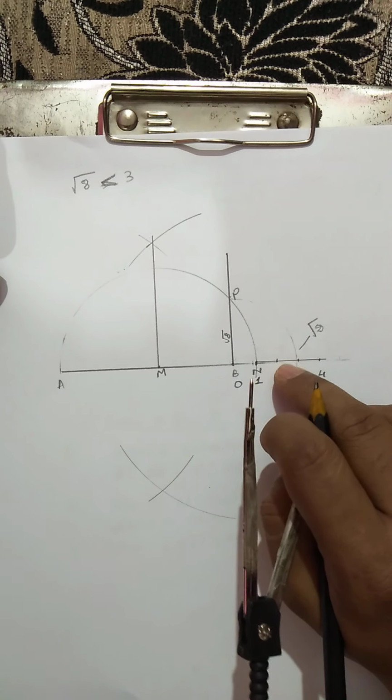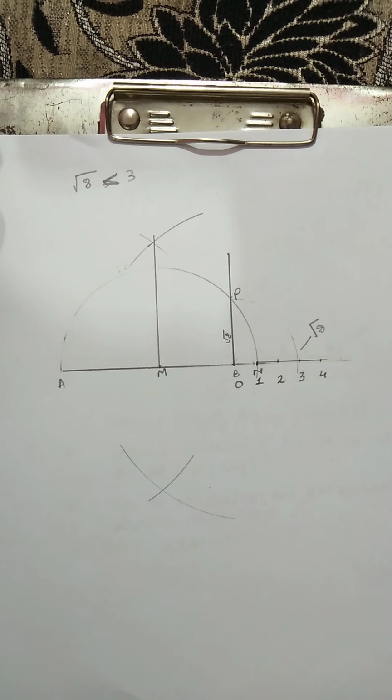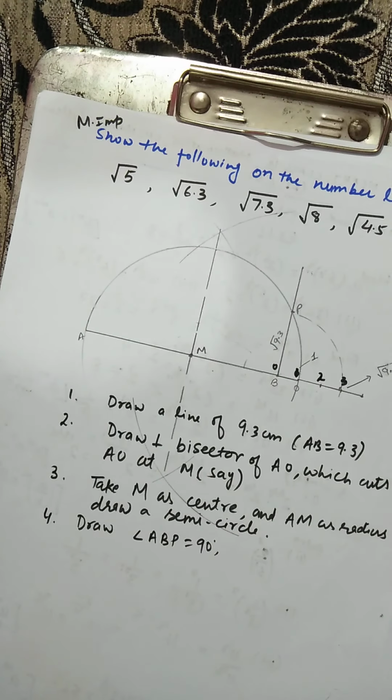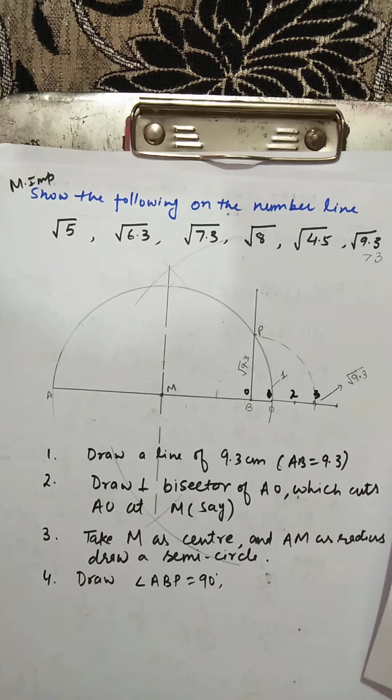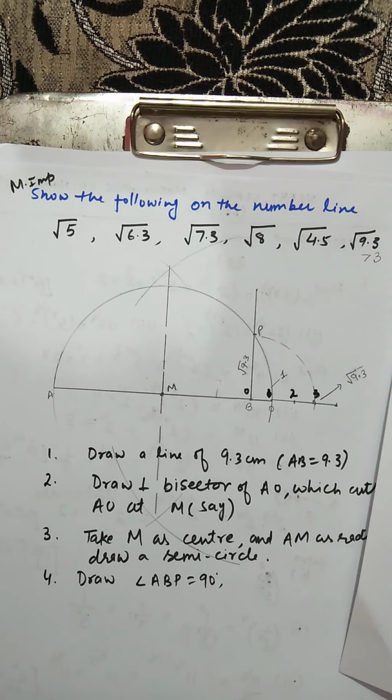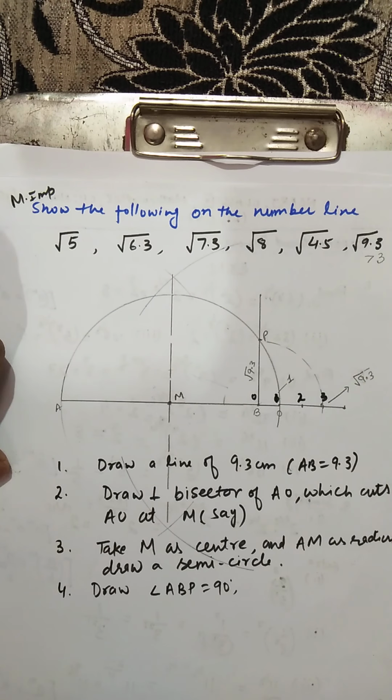So this is the position, and this way you can try any of the questions. You remember all the basic things, and I'll check the rest of the things that I have given you. I have written them, so you also try and show me all these numbers: root 5, 6.3, 7.3, 4.5. You also try and show me how you have done it.